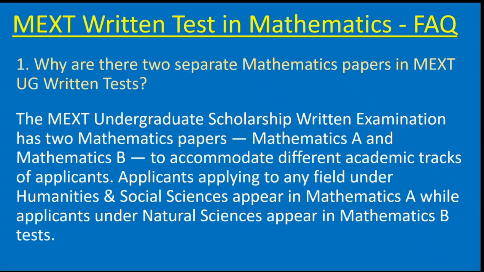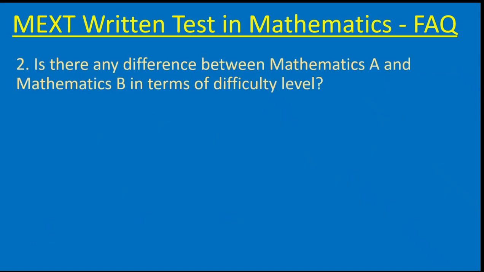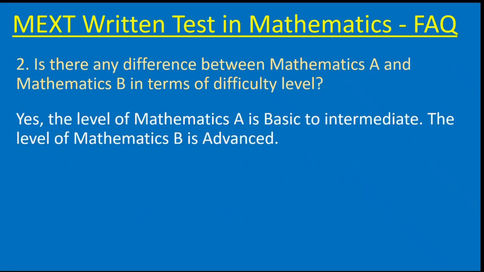Applicants applying to any field of study under humanities and social sciences appear in Mathematics A, while applicants under natural sciences appear in Mathematics B tests. Number two, is there any difference between Mathematics A and Mathematics B in terms of difficulty level? Yes, there is. The level of Mathematics A is basic to intermediate, whereas the level of Mathematics B is advanced.